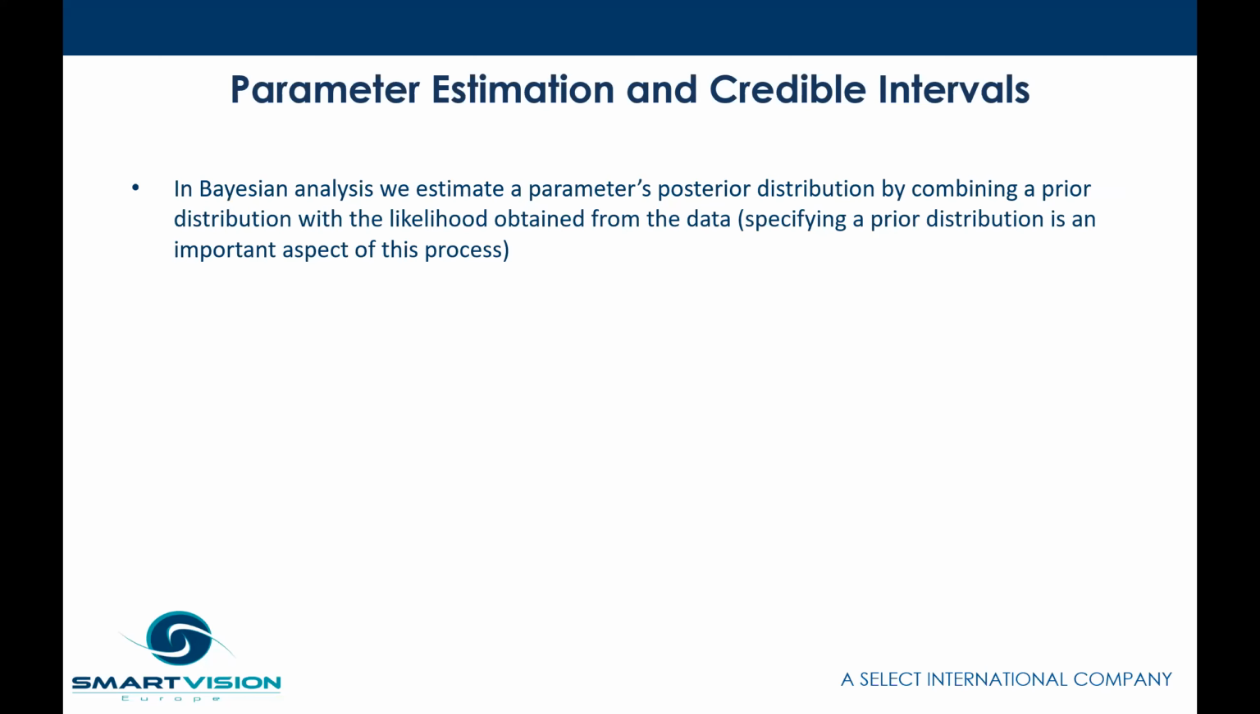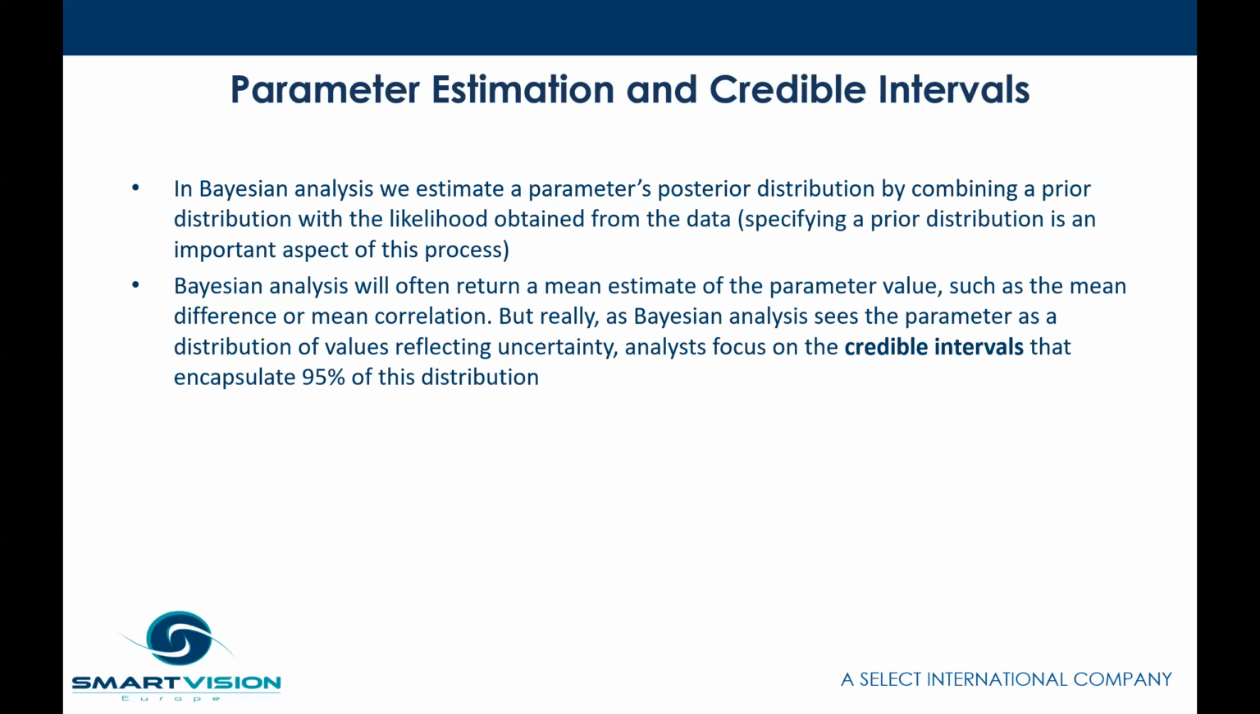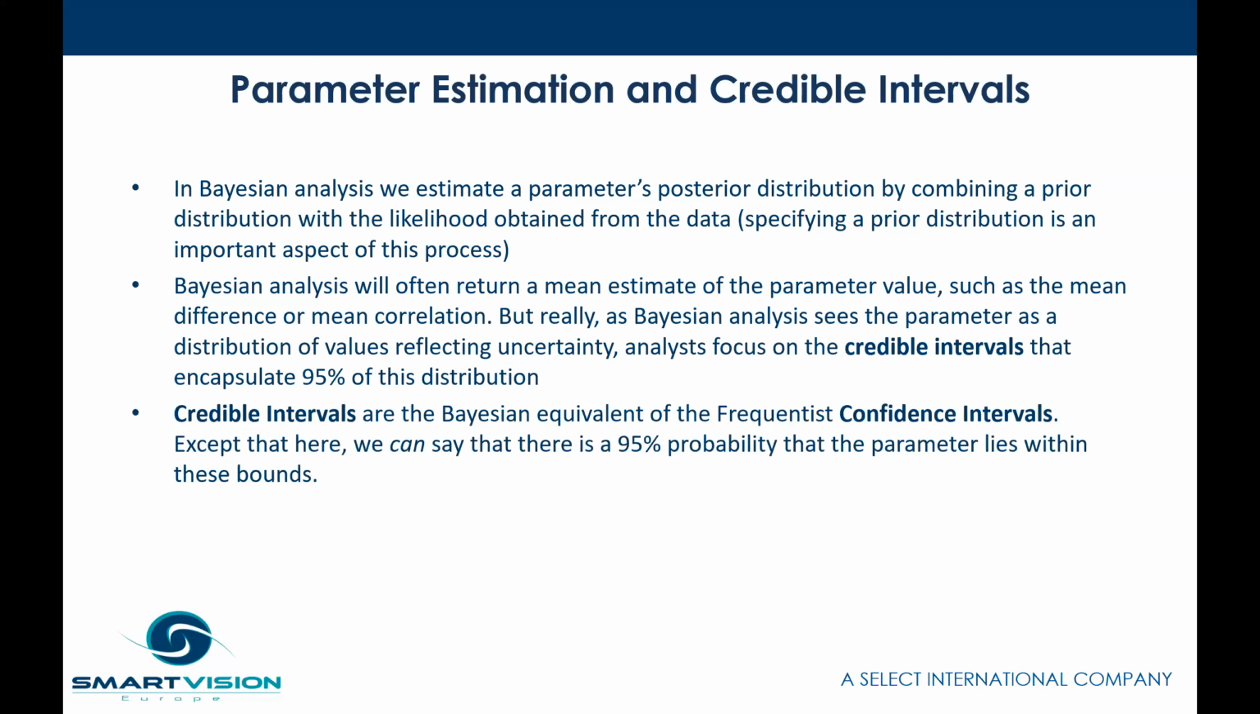In Bayesian analysis, we estimate a parameter's posterior distribution by combining a prior distribution with the likelihood obtained from the data. This is what we've already established. Specifying a prior distribution is an important aspect of this process. We've established that as well. Bayesian analysis will return a mean estimate of the parameter value, such as the mean difference or the mean correlation. But really, as Bayesian analysis sees the parameter as a distribution of values reflecting the uncertainty, analysts focus on the credible intervals that encapsulate 95% of this distribution.